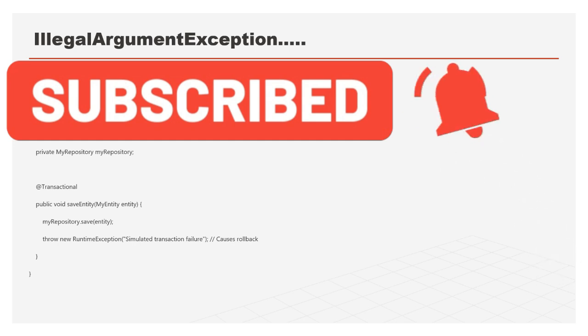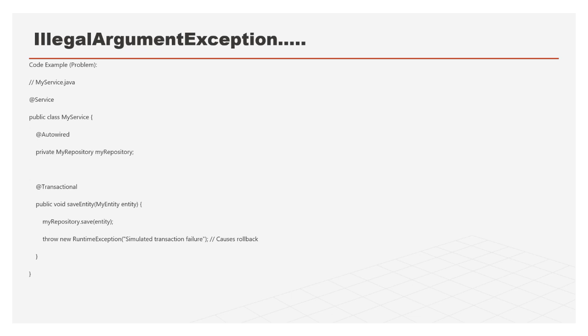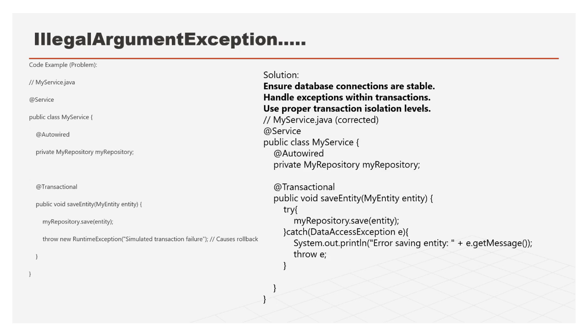Now, if you look at this particular code, you have @Transactional written at the top of the method, and then you're throwing a runtime exception as an error. You're going to simulate this transaction failure error, which is going to roll back. Ultimately, ensure that your database connection is stable, there is no network connectivity issue, and you are gracefully handling the exception within the transaction. You should use the proper transaction isolation level and propagation level, so that you are bounded in that particular transaction and your transaction management is happening in a proper way.